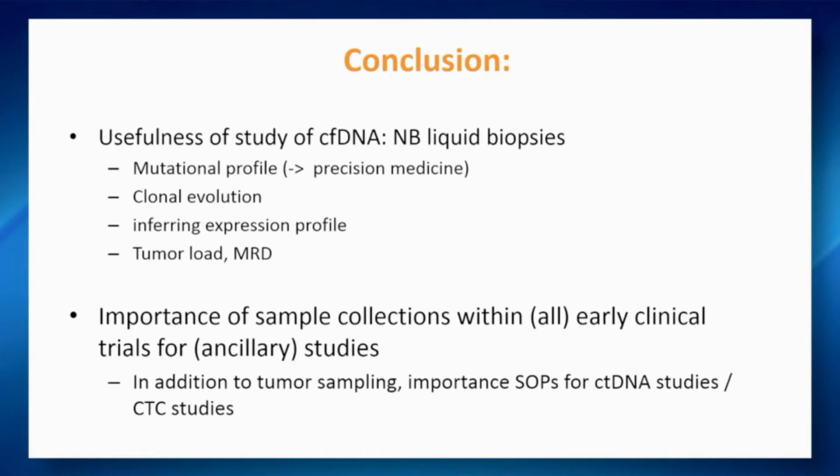I think we all agree on the importance of sample collections now, and I think there can be a general consensus statement that especially in the context of early clinical trials, there should always be sample collections to enable these ancillary studies, so that we can have these important sample collections based on the SOPs that are currently being elaborated in different settings, so that we can have the samples ready for the studies we want to perform.